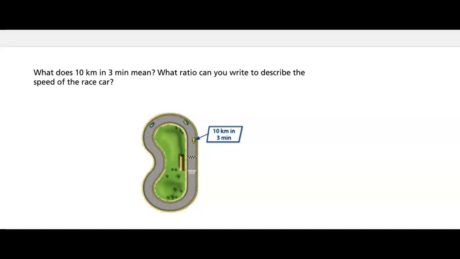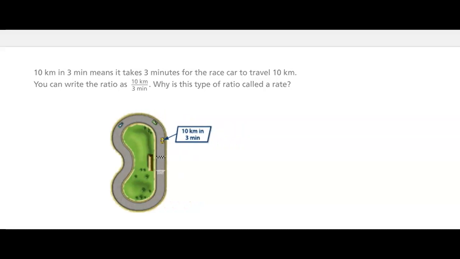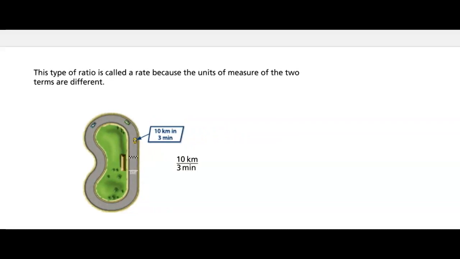What ratio can you write to describe the speed of the race car? 10 kilometers in 3 minutes means it takes 3 minutes for the race car to travel 10 kilometers. You can write the ratio as 10 kilometers over 3 minutes. Why is this type of ratio called a rate? This type of ratio is called a rate because the units of measure of the two terms are different.